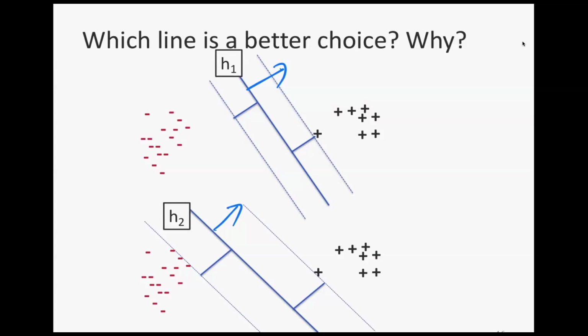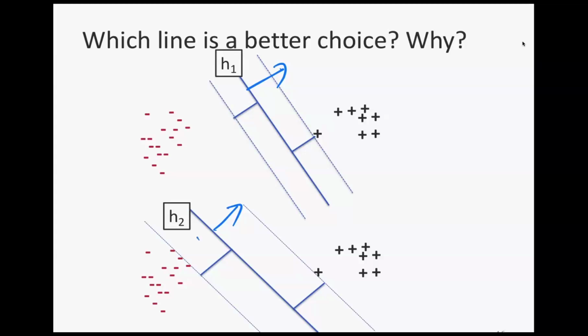Because in an unseen example, there is a high probability that it will be classified correctly. Why? Because it has a maximum margin from the nearest point. So the answer is because the margin is greater, and that's also the answer on Zoom. A new example has a better chance of being classified correctly.